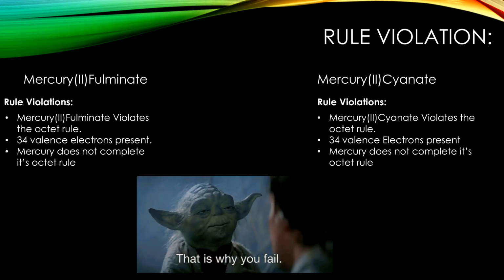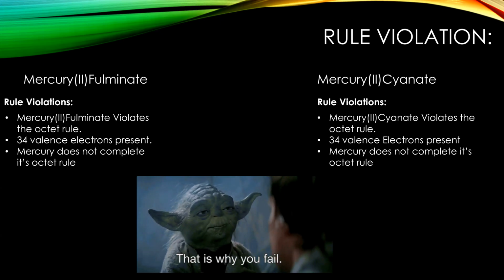Okay, octet rule violation. Basically, this refers to the octet rule, and the only way it's violated is due to the total number of valence electrons being odd, or a certain element having less than or more than 8 valence electrons. Having more or less violates the octet rule, because each element must have 8 valence electrons.